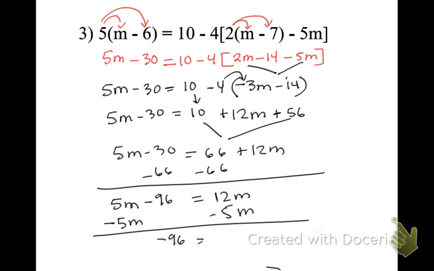Negative 96 equals 7m. Okay, divide both sides by 7. And we get, it goes 13 times. Let's do that off on the side.